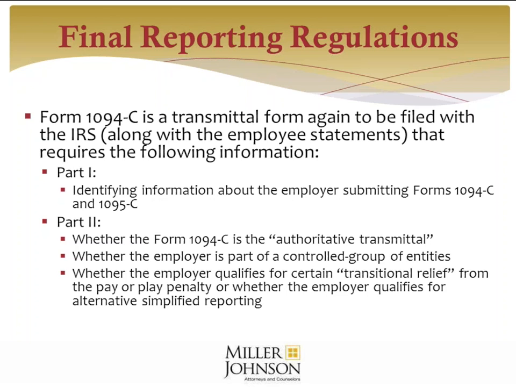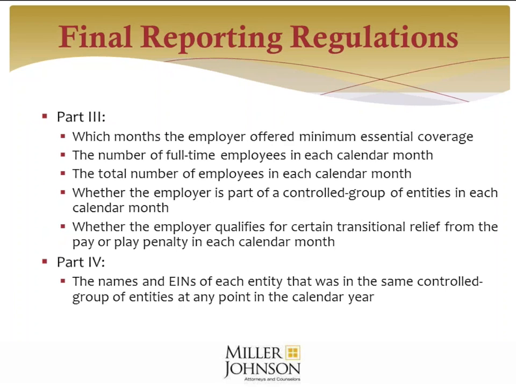Part 2 also covers whether the employer is part of a controlled group of entities, and whether the employer qualifies for certain transition relief from the pay or play penalty, or qualifies for certain alternative simplified reporting, which we will discuss towards the end of this presentation. Part 3 requires information about what months the employer offered minimum essential coverage, the number of full-time employees in each month, the total number of employees in each month, again, whether the employer is part of a controlled group of entities in each calendar month, and last, whether the employer qualifies for certain transitional relief under the pay or play penalty in each calendar month.